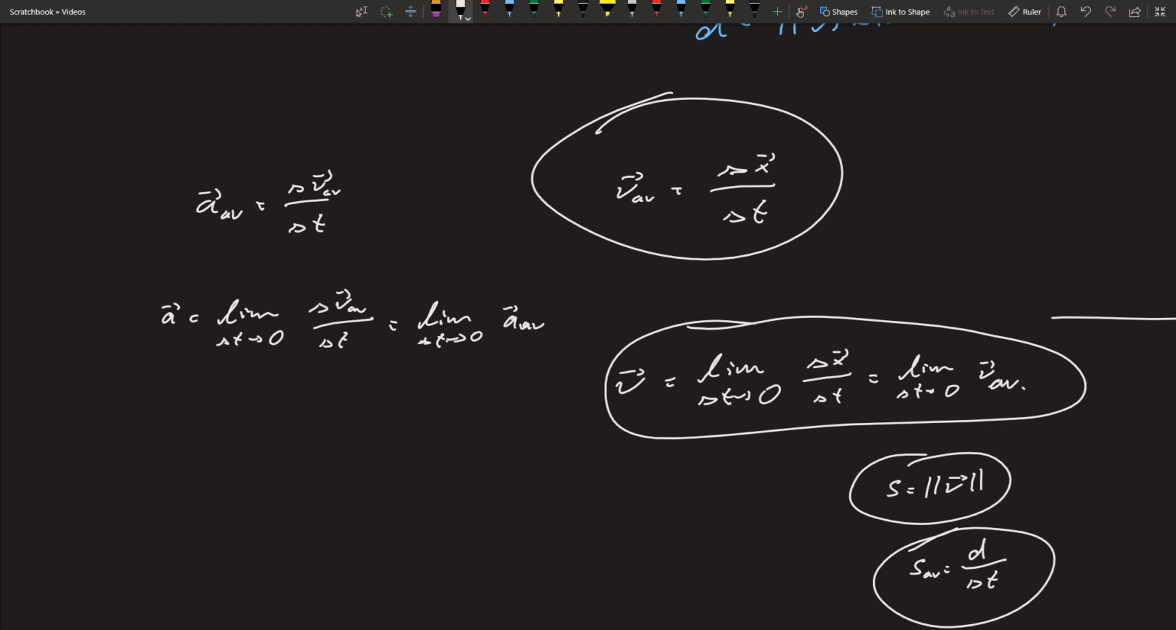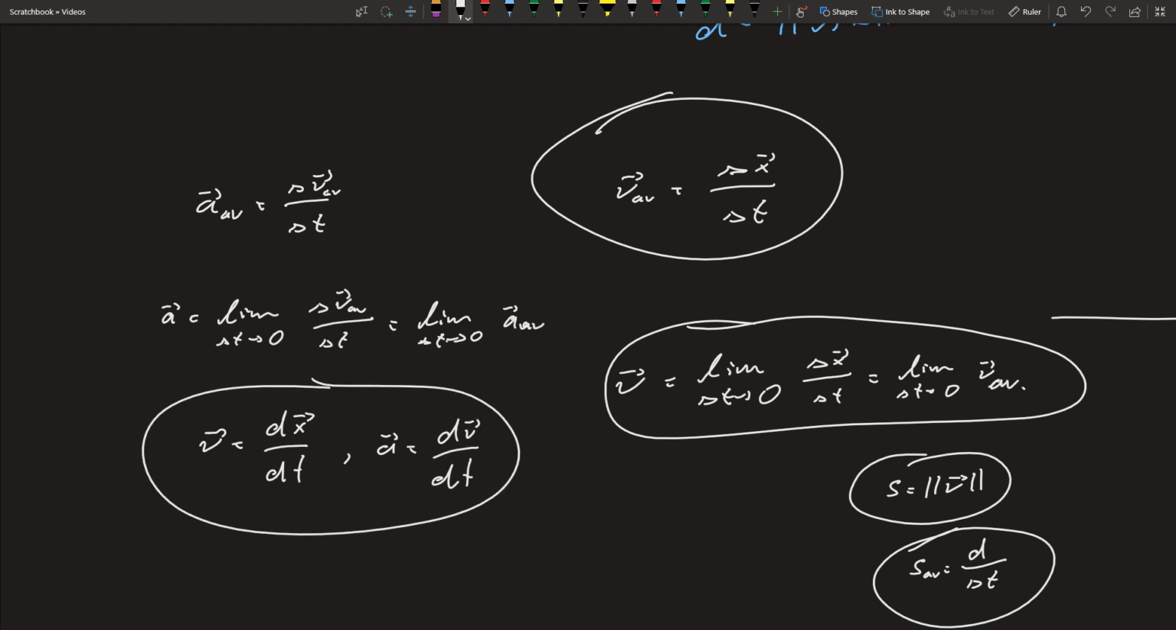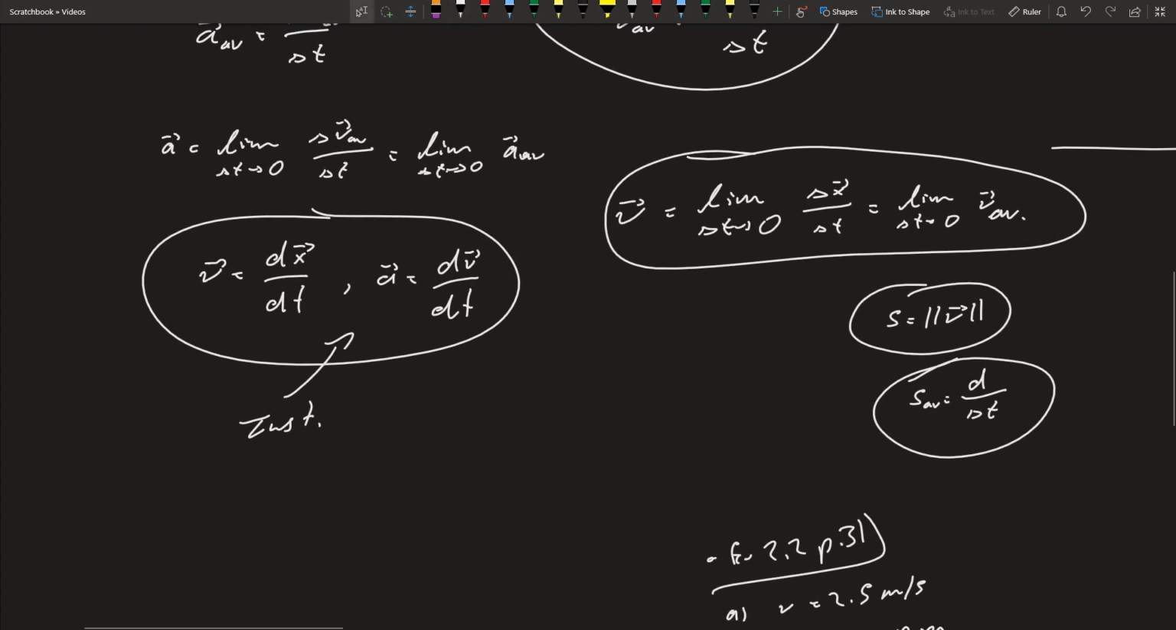There's another thing that you should know. The instantaneous velocity is the derivative of the position with respect to time, and the acceleration is the derivative of the velocity with respect to time. Those values are instantaneous. We can also write acceleration as the second derivative of x with respect to time. It's also correct, but I don't think you need to know it.